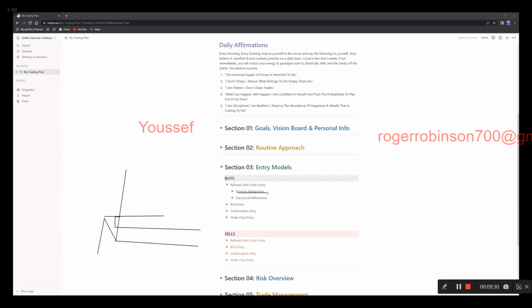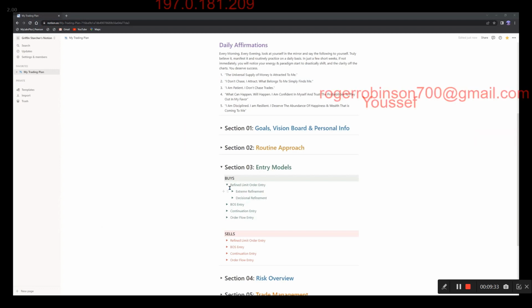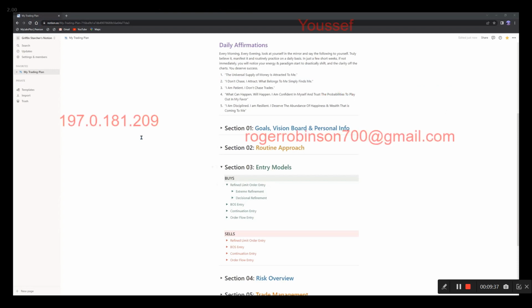Pretty straightforward. So you want to take pictures of all these diagrams. Do your due diligence. Everything else is filled out for you, but you've got to do what you're comfortable with, what entry models you like, and don't utilize all of them. Only choose a couple. So then your BOS, your refined orders, take 2 pictures for that. Your BOS entry: what is the decisional and what does the extreme look like?